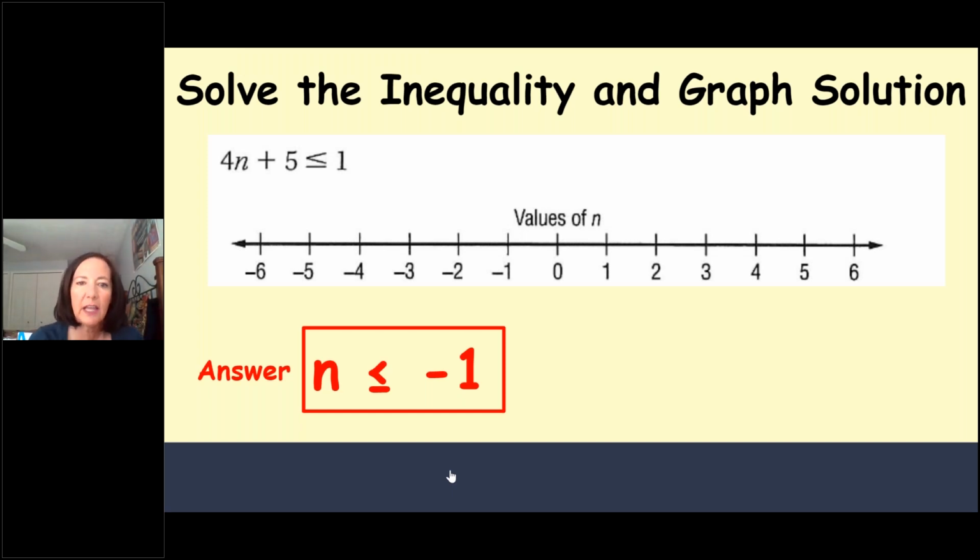Okay, so now Tylisha, we need to graph this one. Tell me what the graph is going to look like. The circle would be closed, it would be over at negative 1, and it would be going back. But wait, before you tell me where the arrow is, read this out loud for me. N is less than or equal to negative 1. So which way does the arrow go? The arrow goes back. So which way is that? Left or right? That's left.